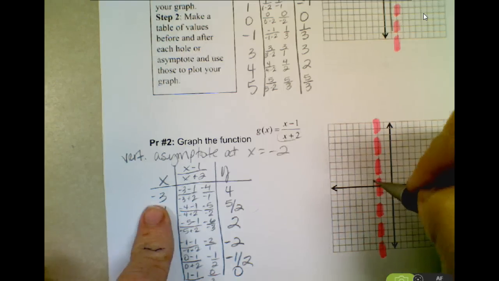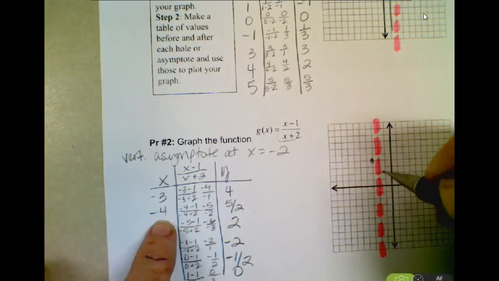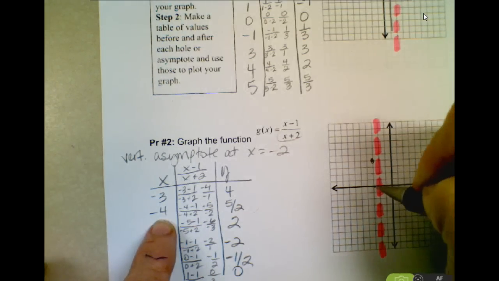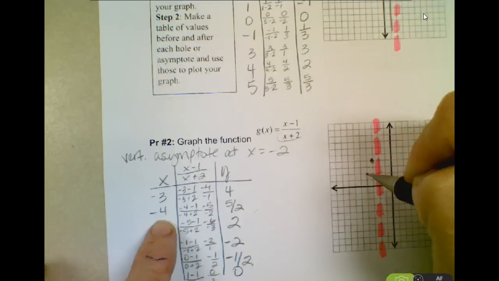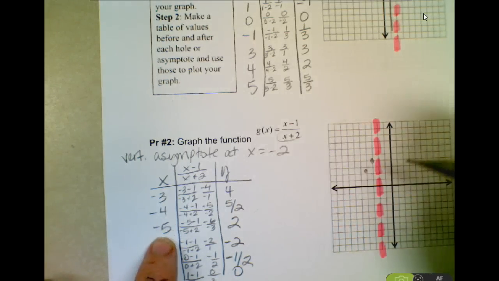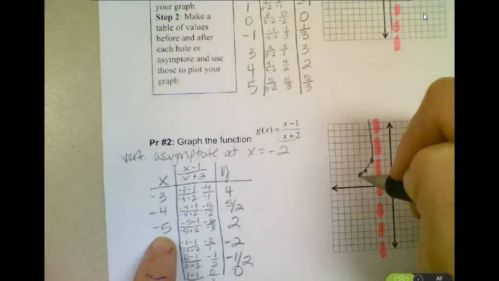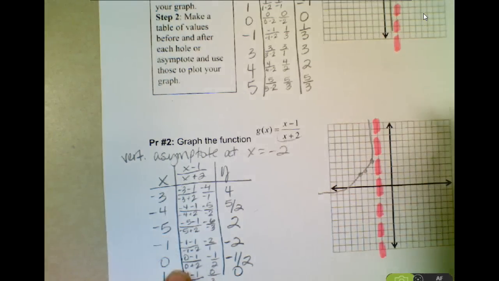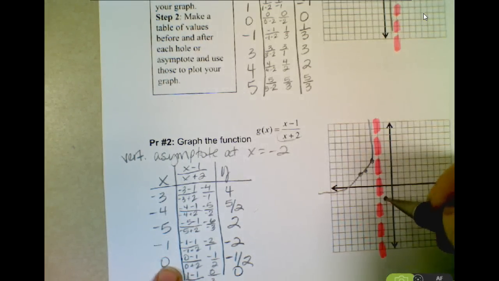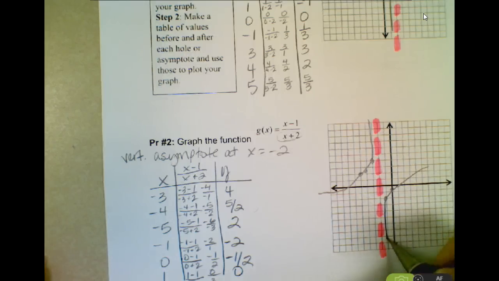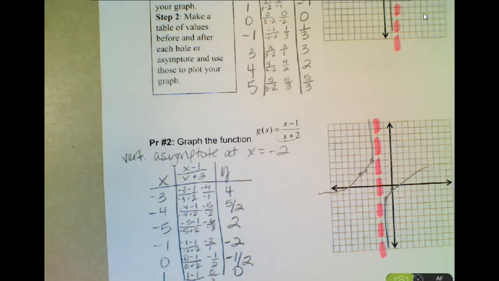We have (negative 3, 4), (negative 4, 5/2), which is 2 and a half, and (negative 5, 2). So our graph is coming like this. Then we have (negative 1, negative 2), (0, negative a half), and (1, 0). So our graph is going to come like that. So far, so good. No real problems.